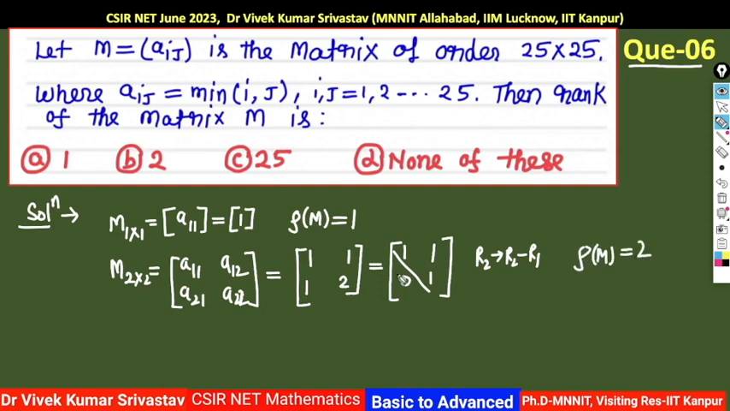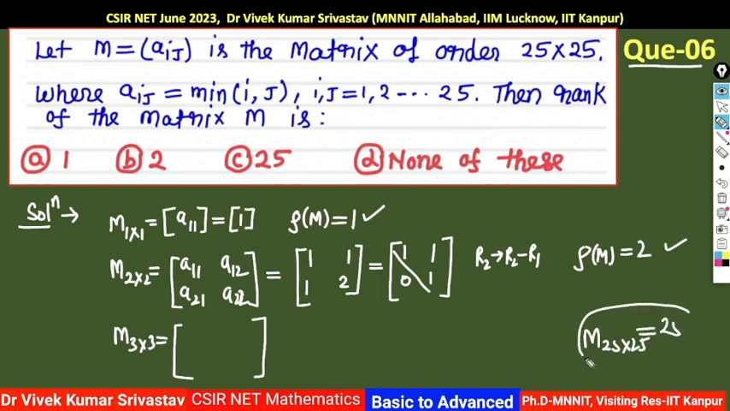In a similar way, you can take the pattern of 3 cross 3, as we have already seen here. This is very easy. If we take a 1 cross 1 matrix, then the rank becomes 1. If we take a 2 cross 2 matrix, the rank becomes 2. If we take 25 cross 25, what will we get? The rank will be 25. It is very easy to predict.